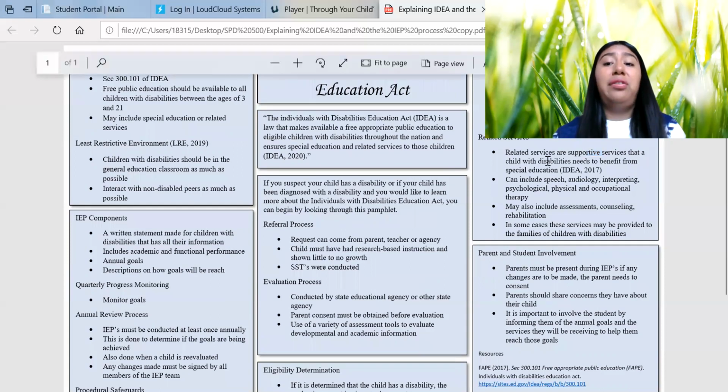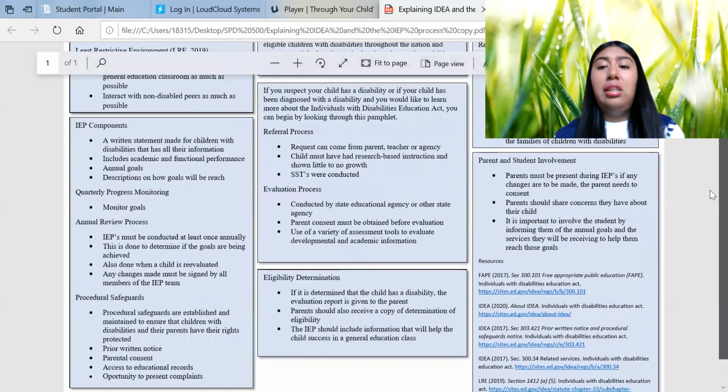Okay, if we go down a little bit, we have related services here, which are any support services that are given to the student with a disability that might help the student with their disability. This can be services like speech, audiology, an interpreter, psychological, physical, and occupational therapy. It may also include assessments, counseling, and rehabilitation. In some cases, these services also extend to the family members of the person with a disability.